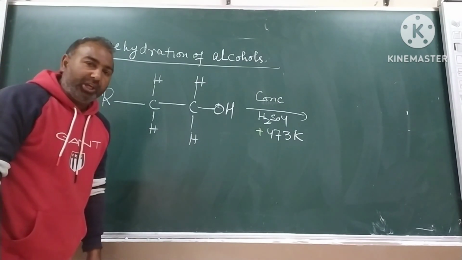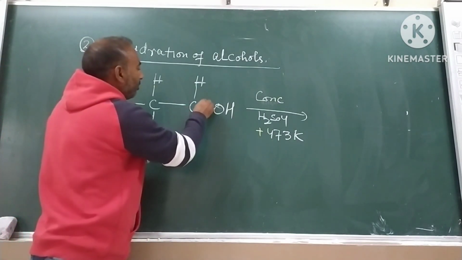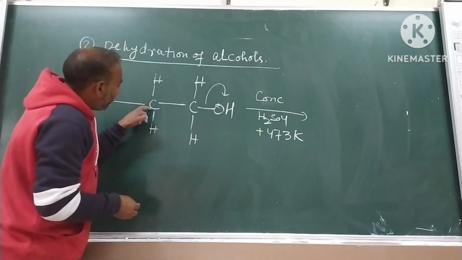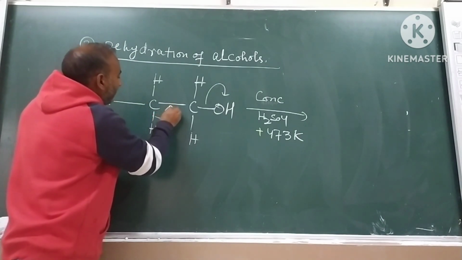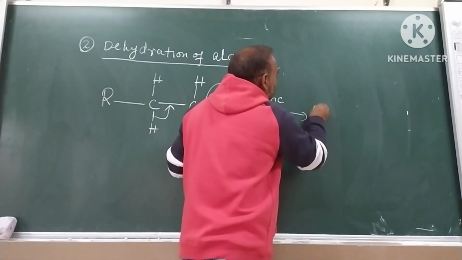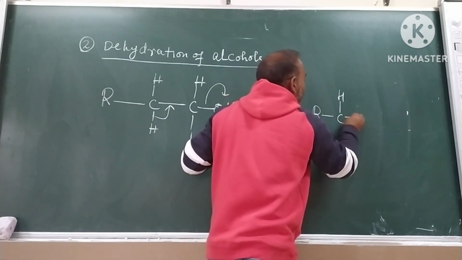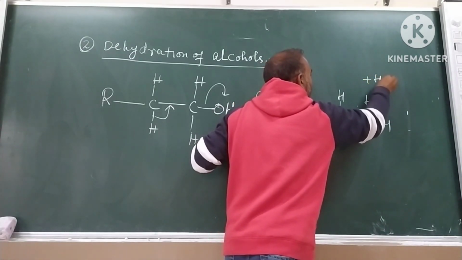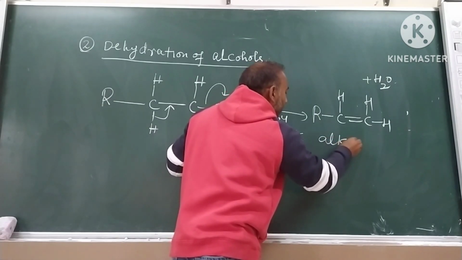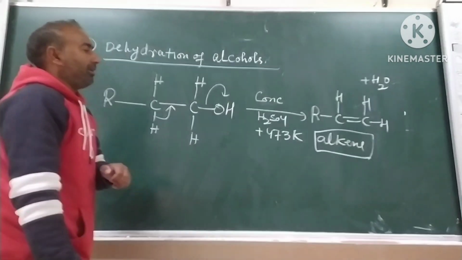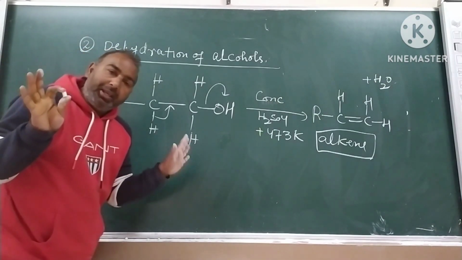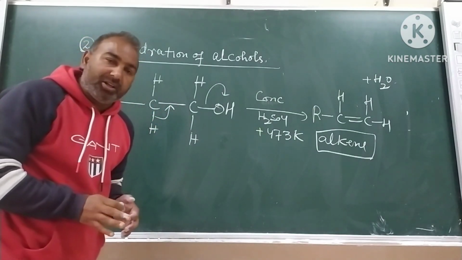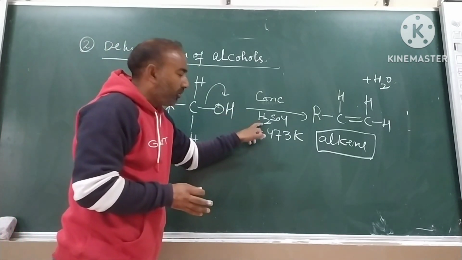It loses a water molecule. From the alpha carbon, it will lose OH and we'll get a carbocation. And from the beta carbon, it will lose this H. We'll get a carbon-carbon double bond. So the product is RCH=CH2 plus water. This is an alkene. The same mechanism: from the alpha carbon OH is removed and from the beta carbon H is eliminated in the presence of concentrated sulfuric acid.